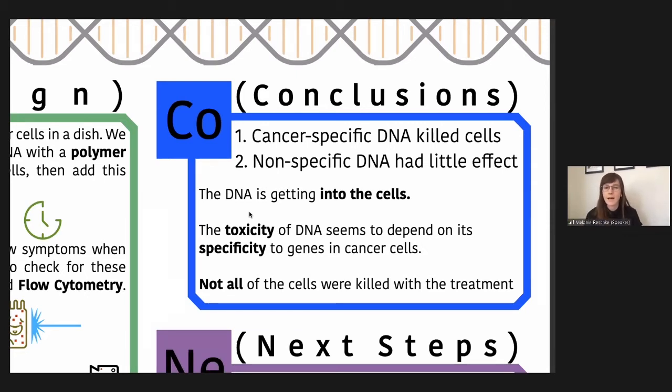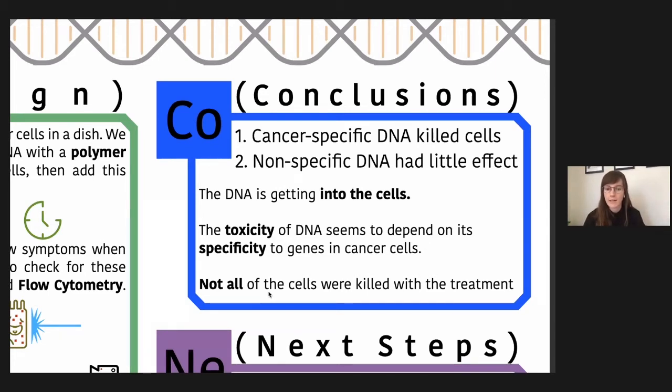So some of the further things we can perhaps conclude or guess from this is that probably the DNA is getting into the cells. So our spaghetti trick worked. So the DNA is in there, so it can have an effect. We can also conclude that the toxicity of the DNA, or its ability to kill the cell, does seem to depend on whether or not it matches the cancer gene.